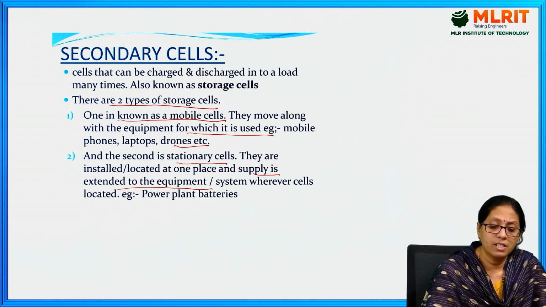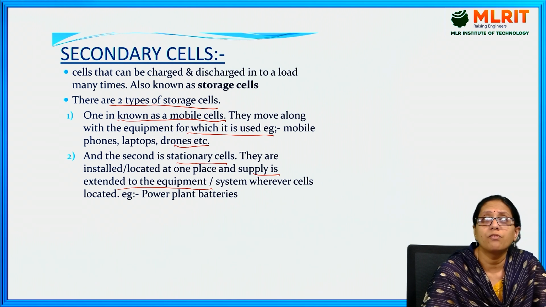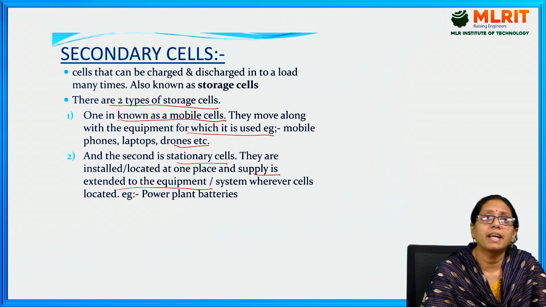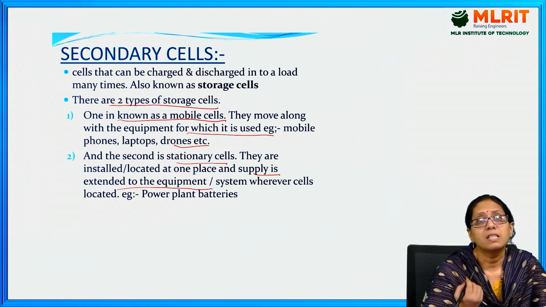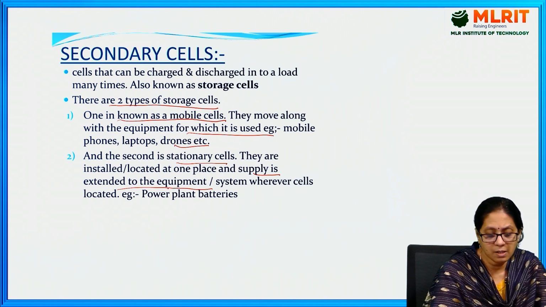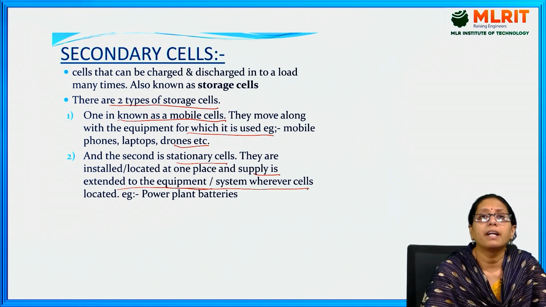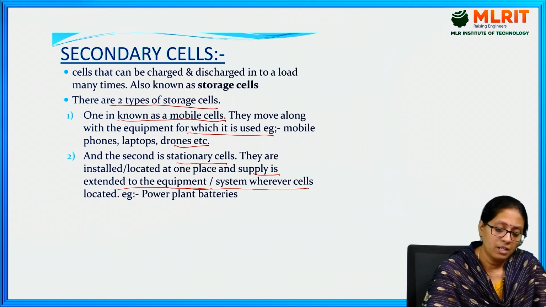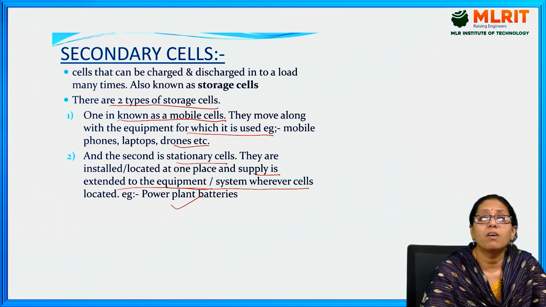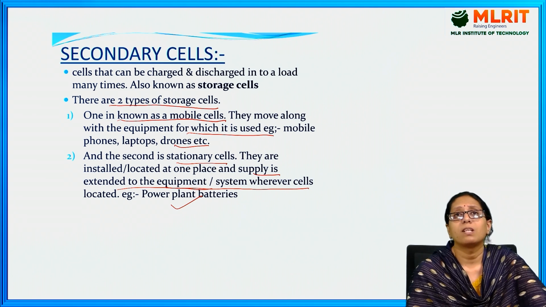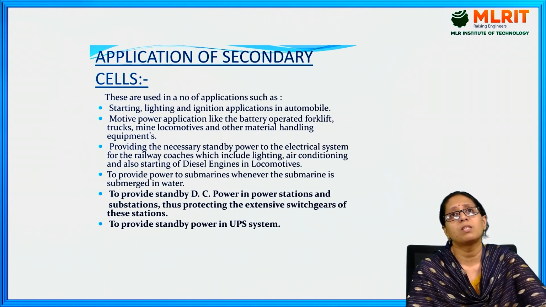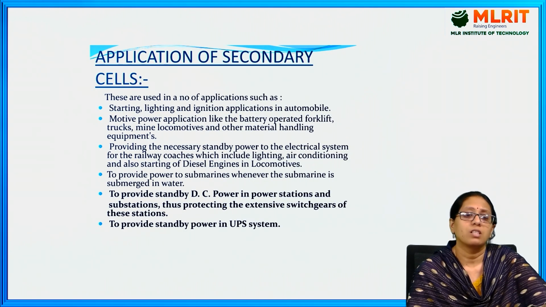Means first category is they can be moved from one place to another. The second category is they are fixed at a place, and the system equipment is being connected to this particular thing. The example is power plant batteries. So there are primary as well as secondary battery systems and applications. These are some of the applications of the secondary cells.